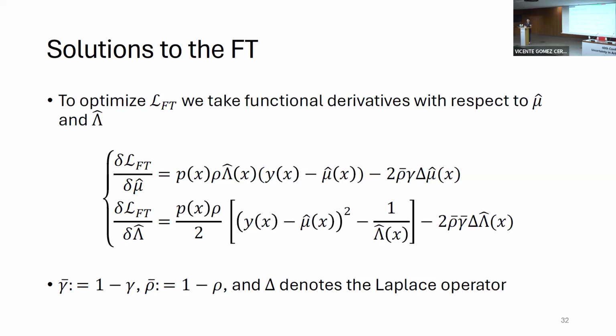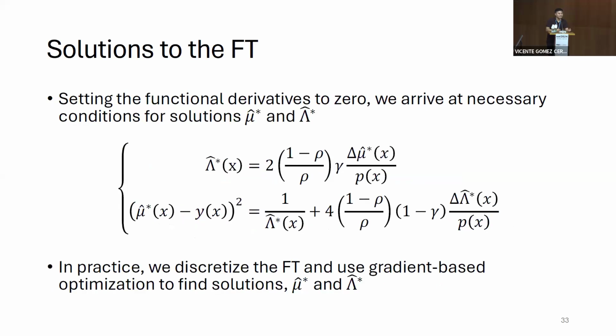Now, we have these functional derivatives. What we do is we set them to 0 and solve for our functions to find necessary conditions for our solutions that would be optimal. And here they are. And now that we have these, we can start to do some analysis on it.